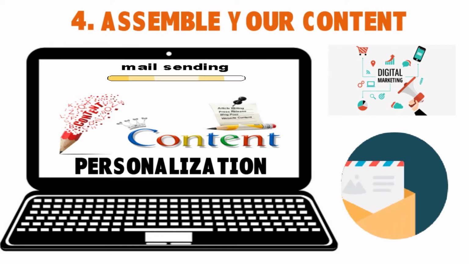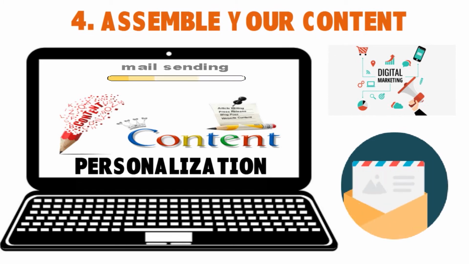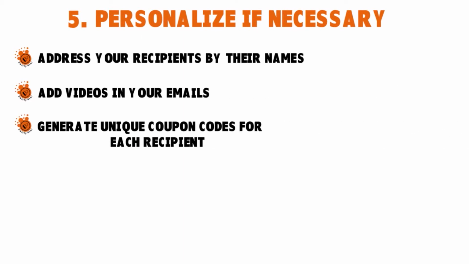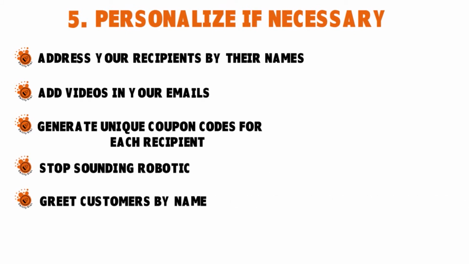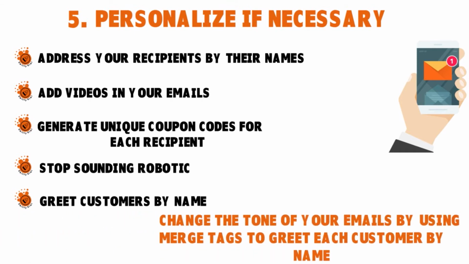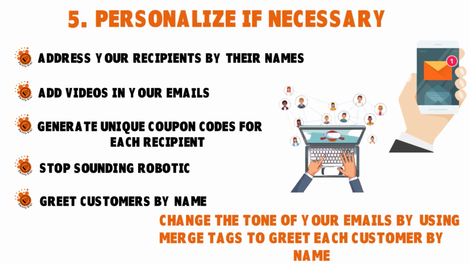Number 5, and I've promised you 10 quick tips on creating a perfect email newsletter. So now we are on tip number 5. Personalize if necessary. You want to address your recipients by their names, add videos in your emails, generate unique coupon codes for each recipient, and much more. Stop sounding robotic. You are a human being, not a bot. So you want to greet customers by name. Customers are more likely to read emails that address them personally. Change the tone of your emails by using merge tags to greet each customer by name. Create a personal connection with your leads.